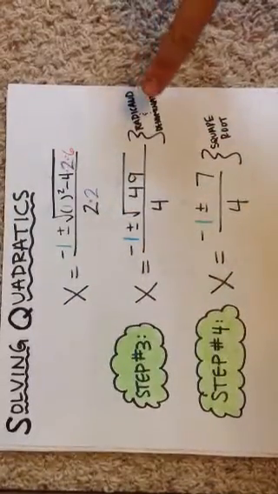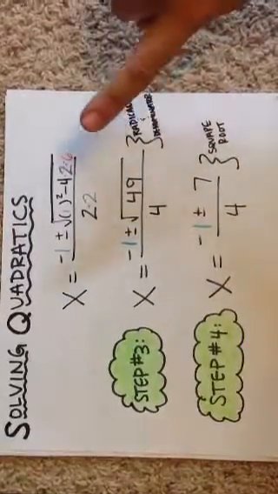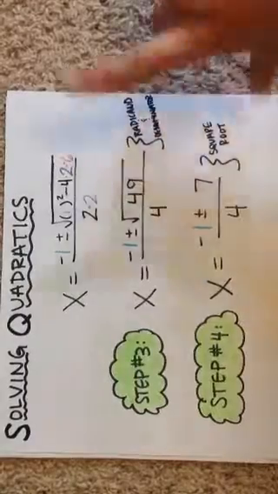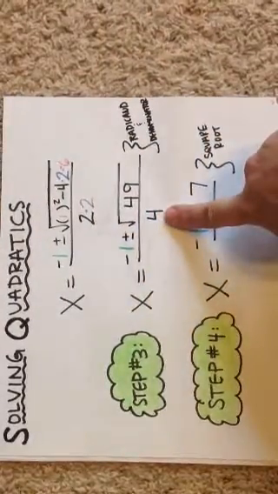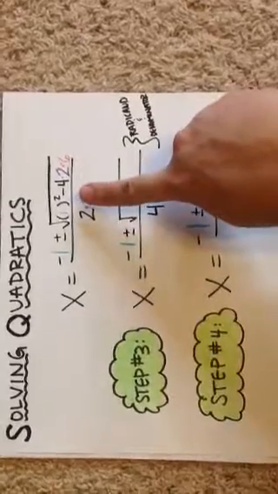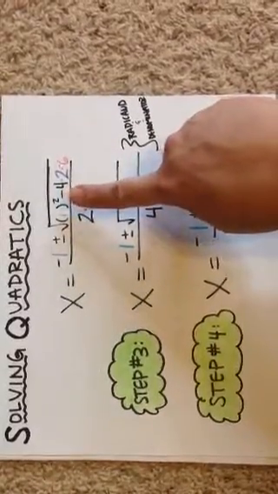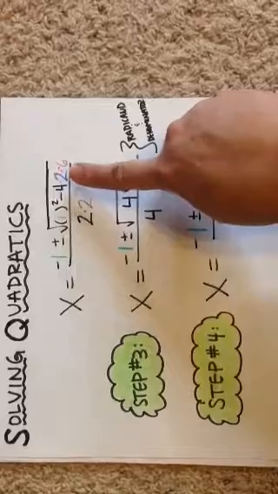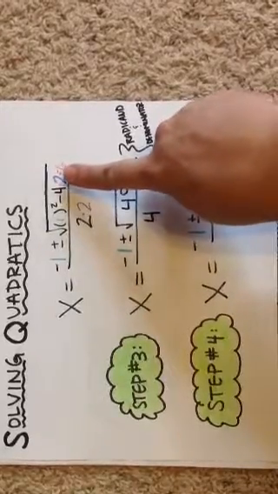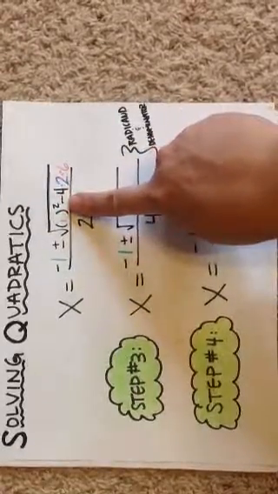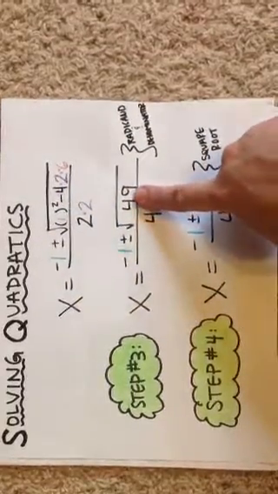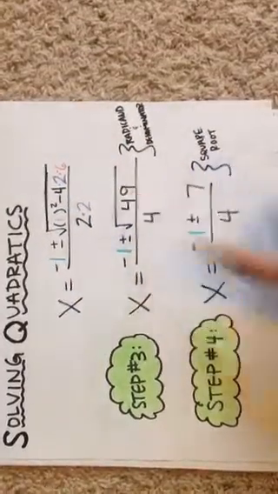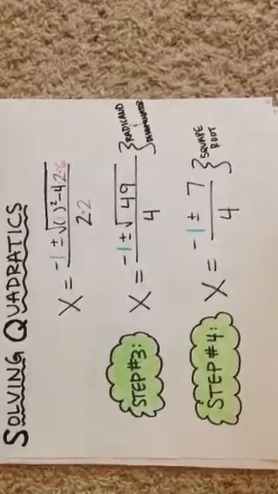Step 3 has us focus on the radicand, the item underneath the radical, as well as our denominator. Denominator is pretty straightforward. 2 times 2 is just 4. Our radicand, on the other hand, is 1 squared minus 4 times 2 times a negative 6. Now this negative and this negative make a positive, so when we combine this up here using order of operations, we should get 49.